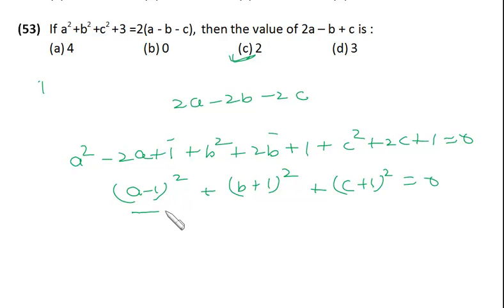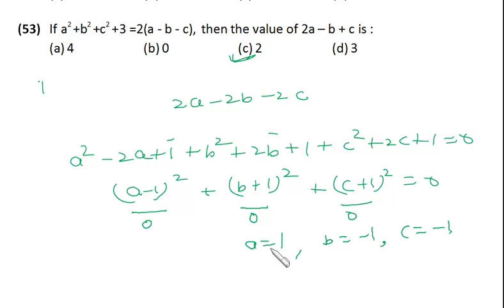Now this is a square term, this is a square term, this is a square term, and sum of these three perfect square terms is 0. That's not at all possible, right? That is possible only when all of them are 0. That means this is 0, this is 0 and this is 0. So this can be 0 only when a is equal to 1. This can be 0 only when b is equal to minus 1, and this can be 0 only when c is equal to minus 1, right?